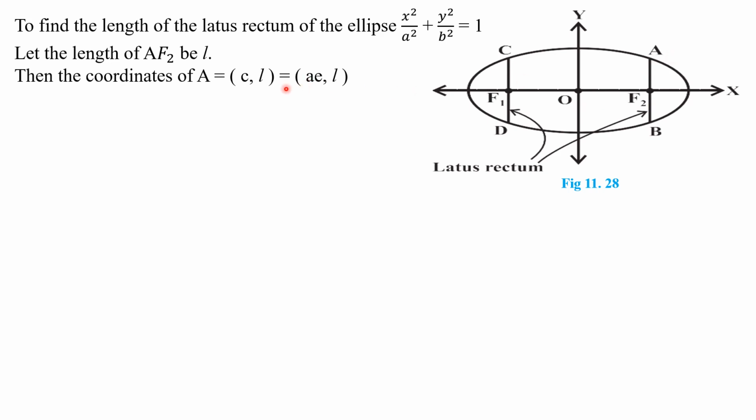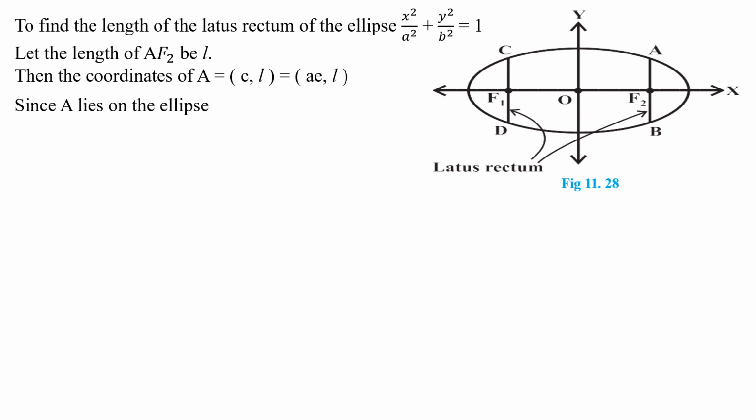But in the previous slide we discussed the relationship between c, a and e, the eccentricity of an ellipse. c is equal to ae. Do you remember that formula, my children? So we have written the c value as ae. The distance of the focus from the center of the ellipse is ae. Understood this step?